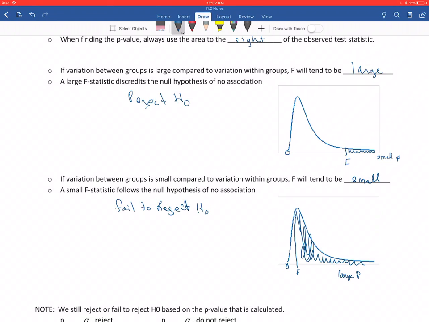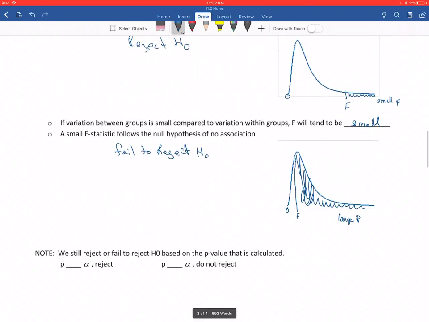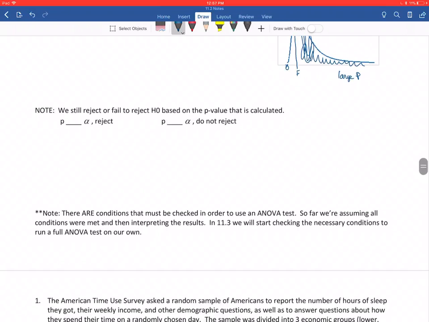So we always write down that F value, but just like everything else that we've talked about so far in this course, the F value is not what determines our conclusion. The p-value is what we ultimately look at to make our decision. So this is all still the same. If p is less than alpha, we reject, and if it's greater than alpha, we do not reject.